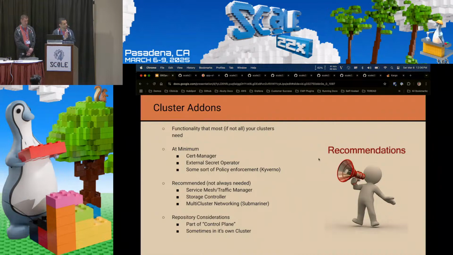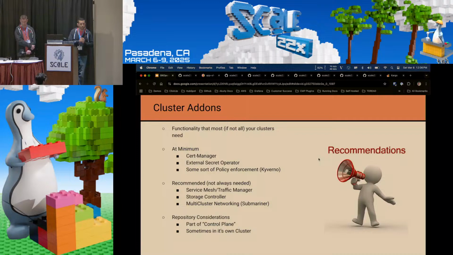Depending on what you're doing, you need some sort of traffic manager, service mesh. You're going to have that there. Some sort of storage controller. If you're going to do multi-cluster networking, that's something else that's considered a cluster add-on. And for things that I'm working on, these cluster add-ons are usually deployed either by a Kubernetes operator or some sort of Helm chart. And for things that I do, these things are usually part of the control plane repo.